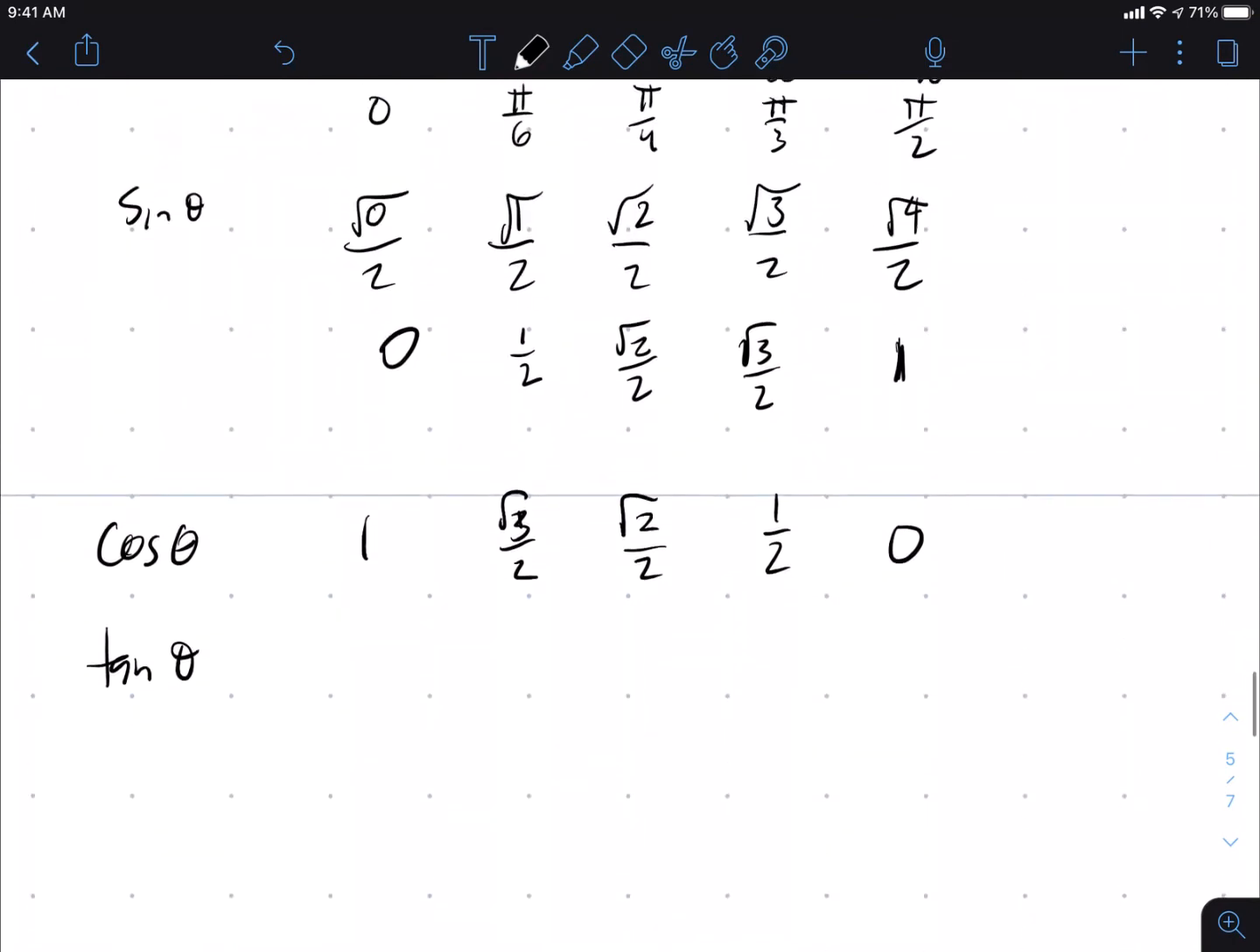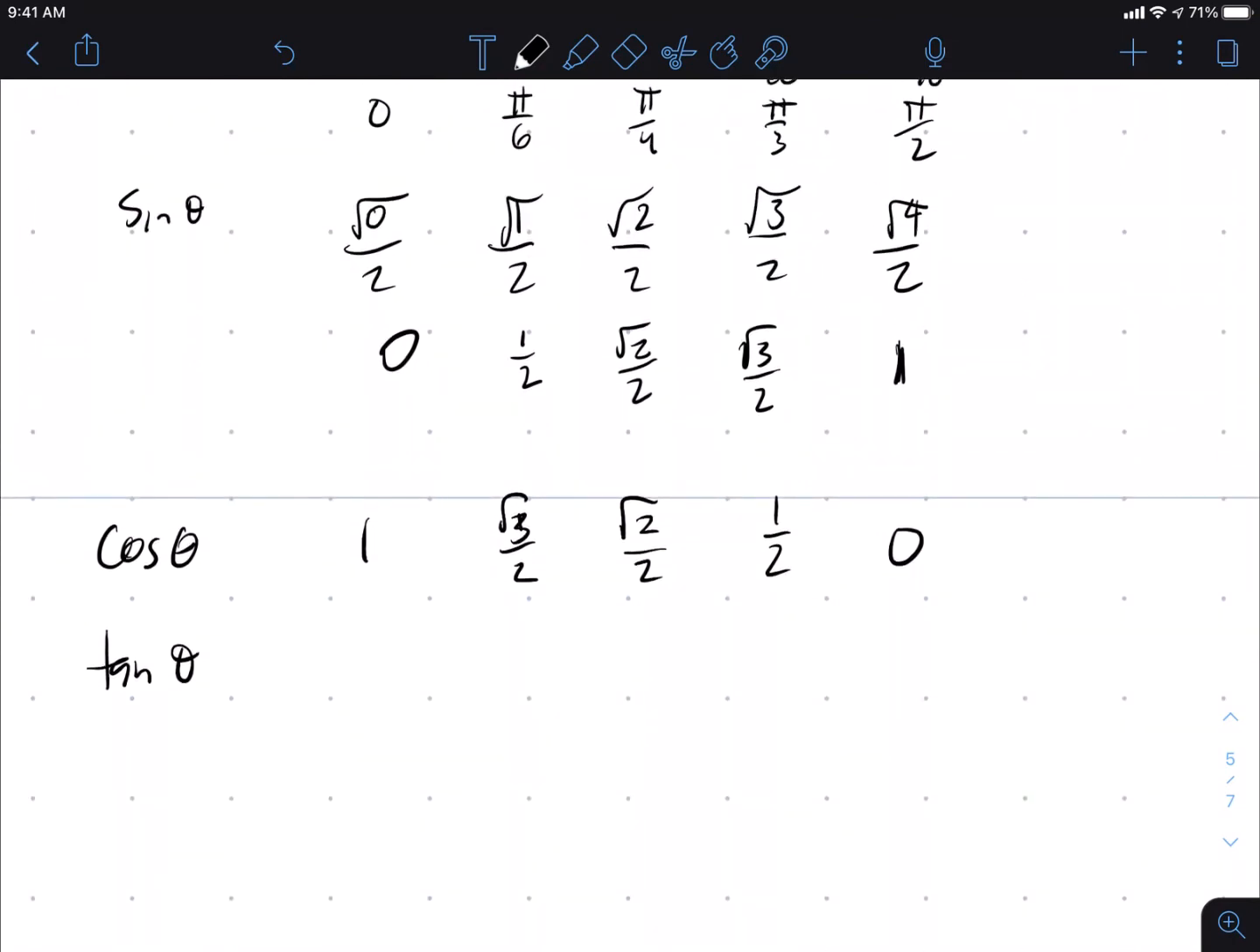So then look at tangent. What do we know tangent is? Isn't tangent sine over cosine? So what's 0 divided by 1? Oh, 0. What's 1/2 divided by radical 3? It's 1 over radical 3. What's rad 2 over rad 2? Oh, that's 1. What's rad 3 over 2 over 1/2? That's rad 3. What's 1 over 0? That's undefined. There's tangent.